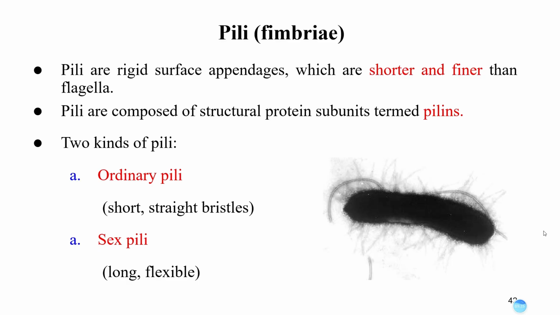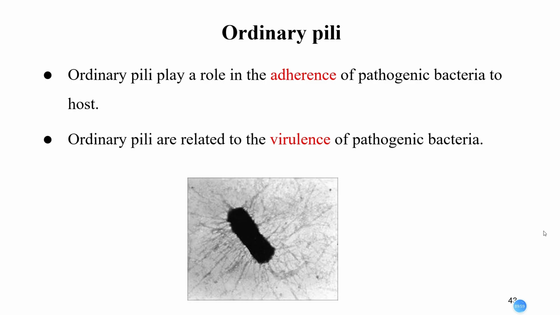There are actually several different types of pili, and we'll introduce two types. One is the ordinary pili, or the common pili. They are short, like this one, short and straight hair-like structures. Another one is called sex pili. Sex pili are much longer and flexible, so that the bacteria can use sex pili to exchange DNA. This is ordinary pili.